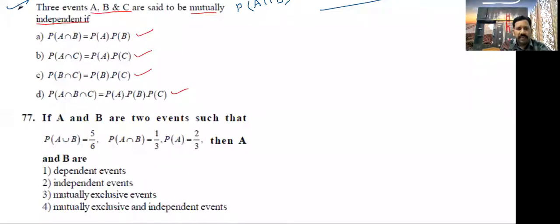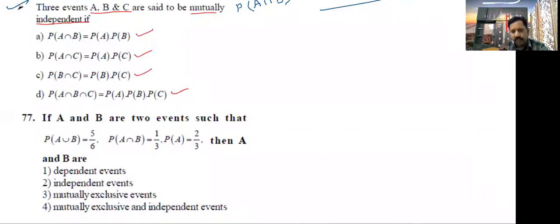Question number 77, observe here. A and B are two events. P of A union B, P of A intersection B and P of A are given. Then A and B are: independent events, dependent events, mutually exclusive, or independent events. They are given like this.